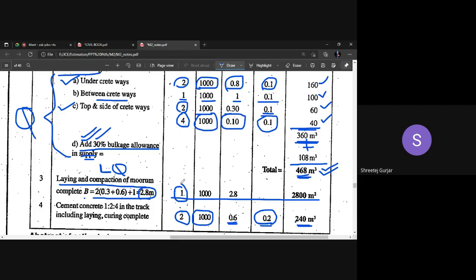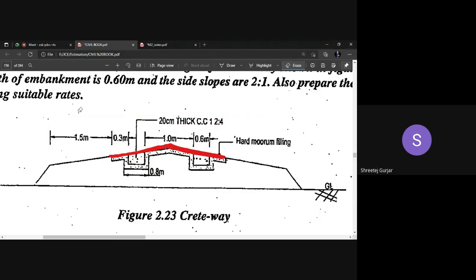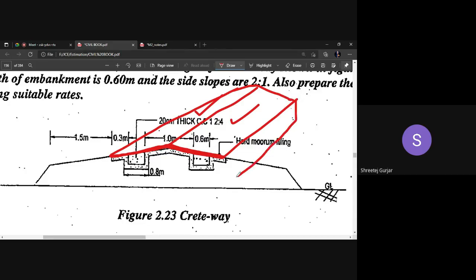So 1 in number, 1000 is the length and 2.8 meter is the width. There is no depth calculation here. We have to calculate in meter square, the surface area. Imagine this is the surface area, and this is the length, 1000 meters or 1 kilometer you have to compact. This is the area which you need to consolidate. So we are calculating surface area, and the depth is not considered.